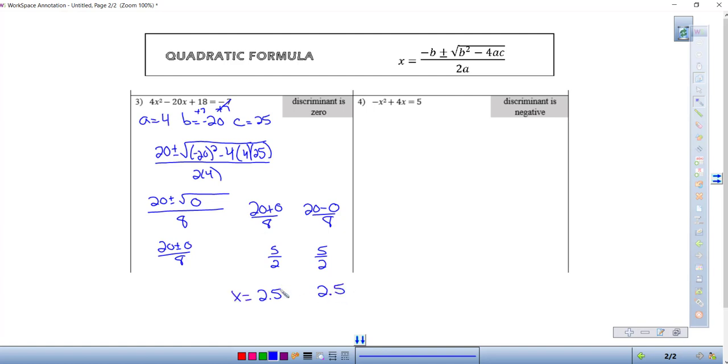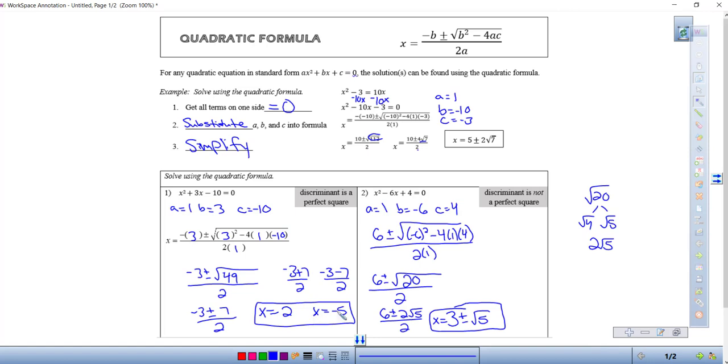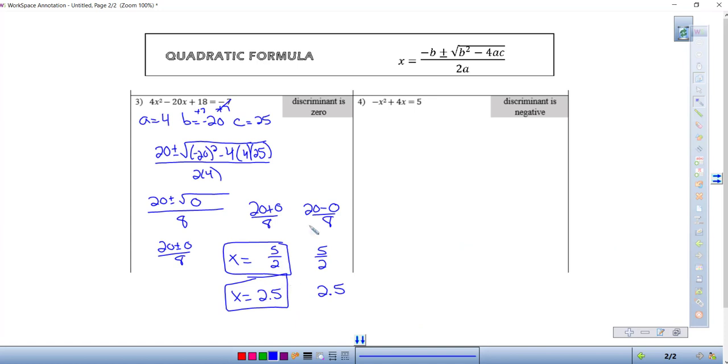Either way, we're going to just get x equals the same solution twice. So we can just say either the fraction or the decimal, but they're the same thing. So when this is 0, we get the same solution twice. There should always be 2 solutions. We have 2 solutions because of the plus or minus. We have 2 solutions that are the same.